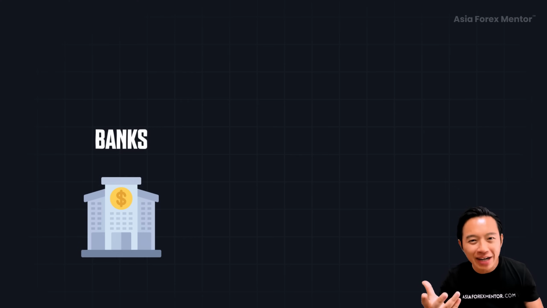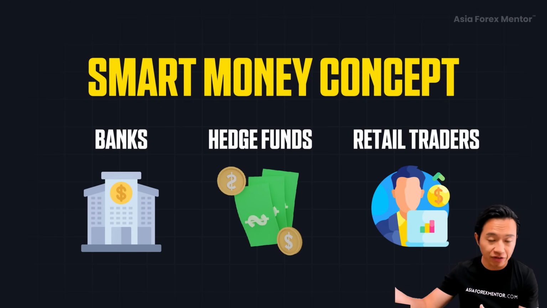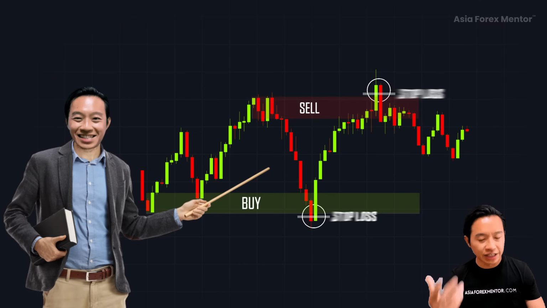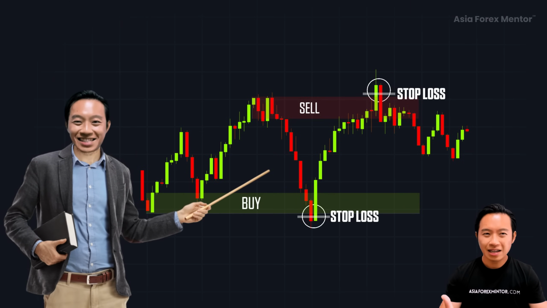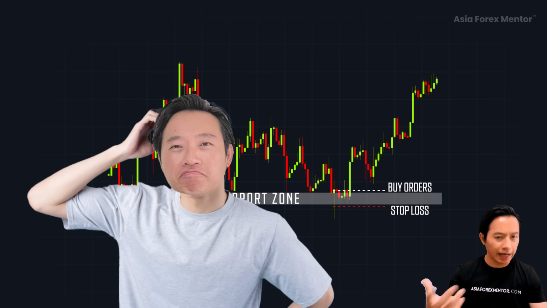So, everyone is talking about the smart money concepts or the ICT, right? It's like, you got to learn the smart money concept. This is how the market works. If not, you're going to lose money. Some of the teachings are true, but most would actually do you more bad than good.